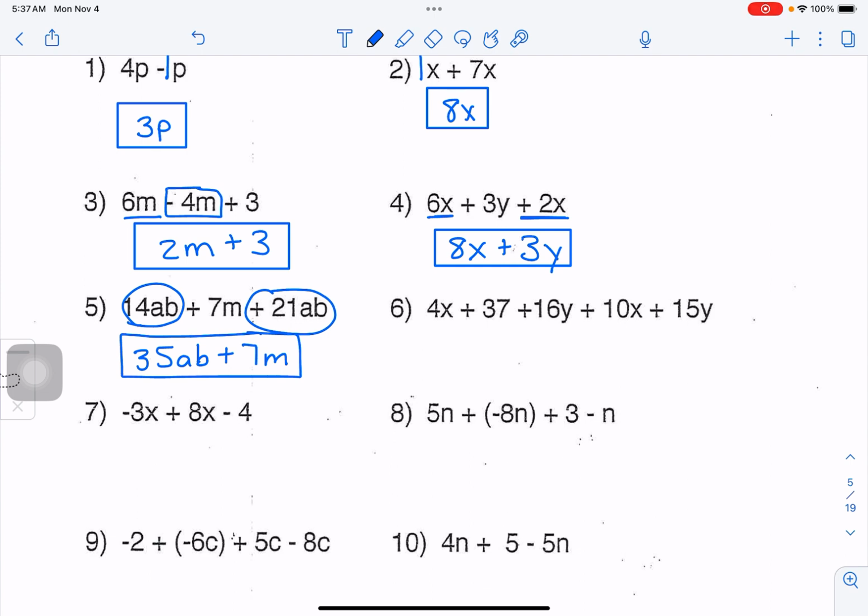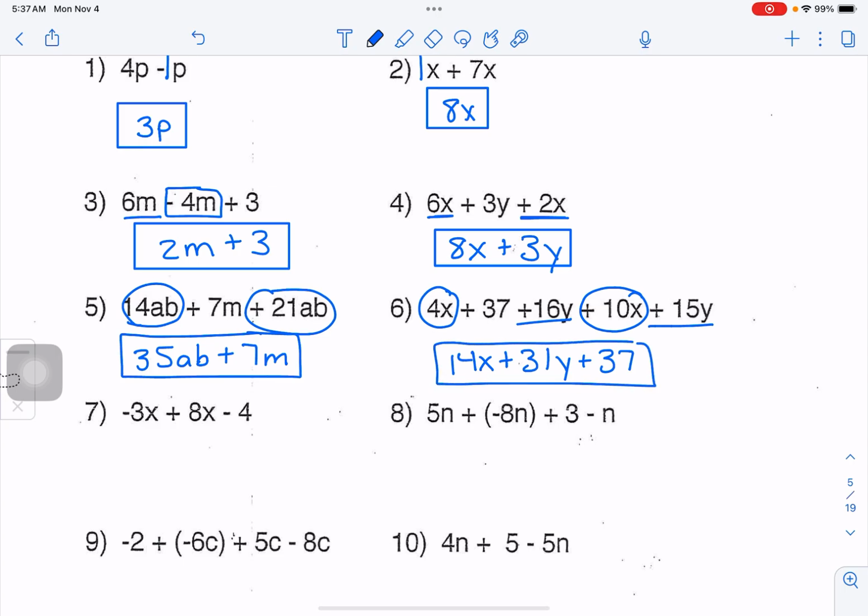Moving on, in this one I see a few different combinations of like pairs. Typically in algebra, when you're writing them, you start with and put them in alphabetical order. So I would start with the 4x and the 10x, which would be 14x. Then I'd move on to my y's, which is a 16y and a 15y, which are both positive, which adds to 31y. And then you always put the constant at the end, or the number without a variable.